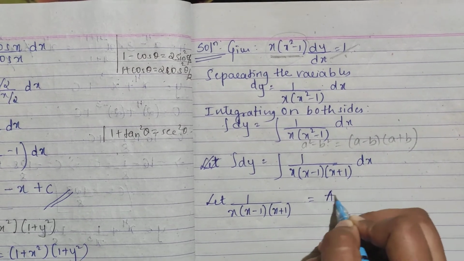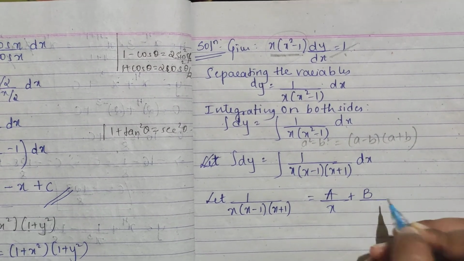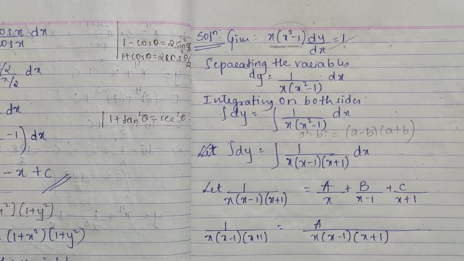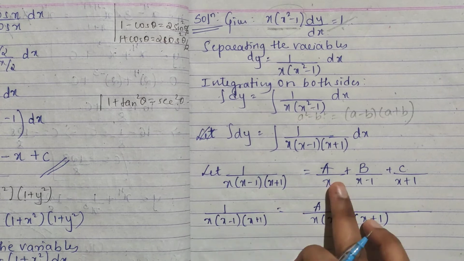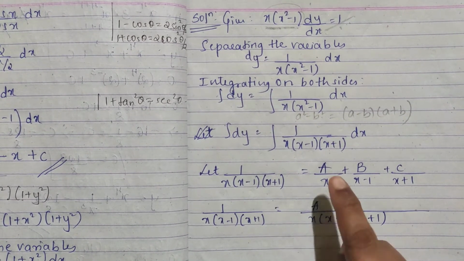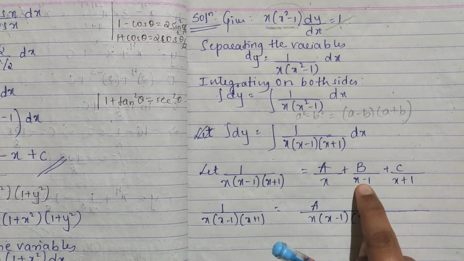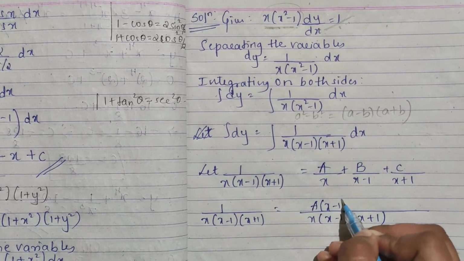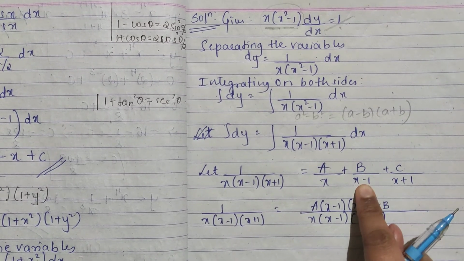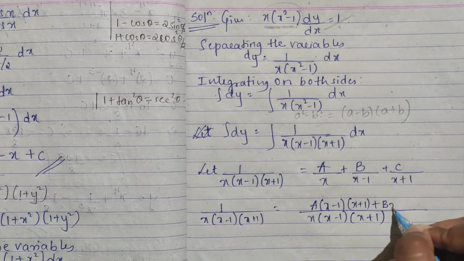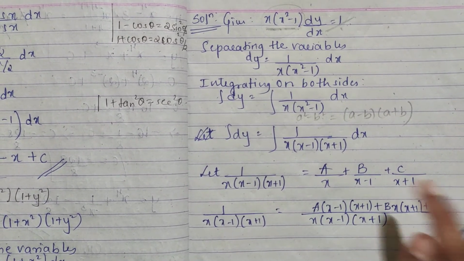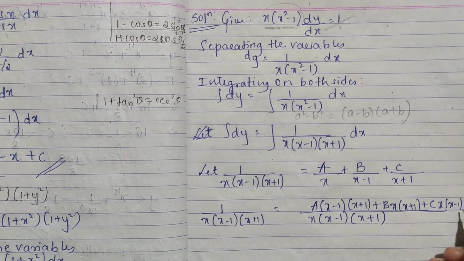So this becomes a by x plus b by (x minus 1) plus c by (x plus 1). Next we will take the LCM. The LCM will be basically the left hand side denominator. For a, x is there, but you don't have (x minus 1)(x plus 1), so multiply by (x minus 1) into (x plus 1), plus b. For b you have x minus 1, so you don't have x and x plus 1, so it will be x into (x plus 1), plus c. You have x plus 1, you don't have x and x minus 1, so it will be x into (x minus 1), right?